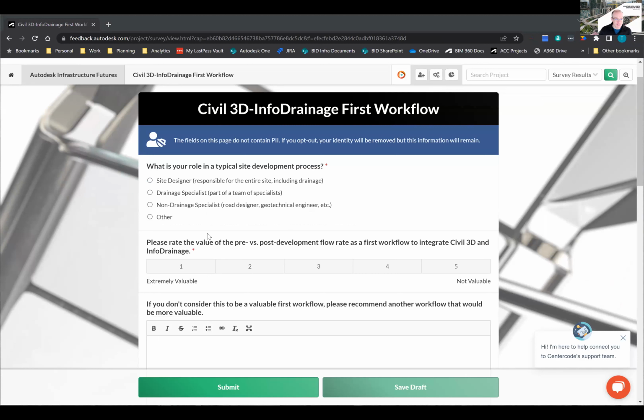Hopefully these are fairly self-explanatory questions, but first, what's your role in the typical site development process? Are you a one-person band that does the entire site, including the drainage? Are you a drainage specialist that works as part of a team of other specialists? Or are you a specialist that doesn't concentrate on drainage, but is more focused on the design of the surface or the roads or something like that, or other?